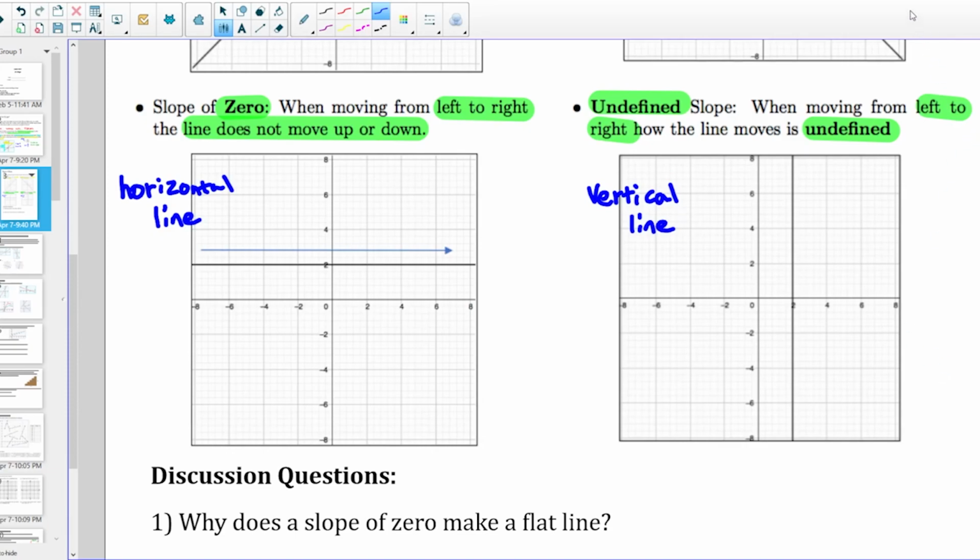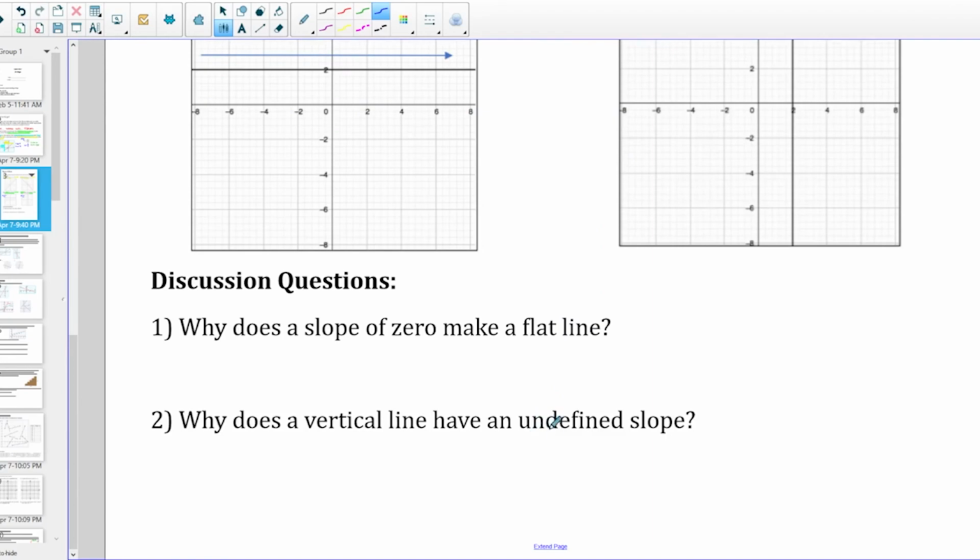Now a couple questions to consider, and maybe pause the video to think about it first before we continue on. We need to ask ourselves, why does a slope of 0 make a flat line, and why does a vertical line have an undefined slope?